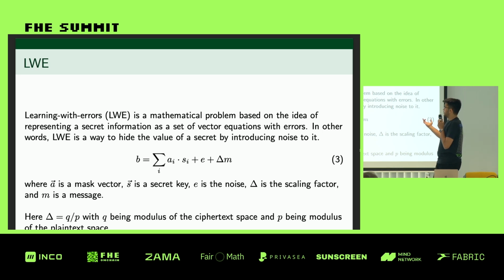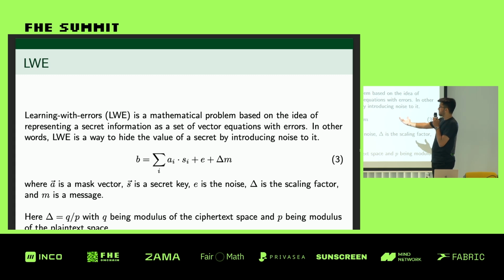So this is the basic equation. A is a mask vector which is chosen randomly, S is a secret key, E is the noise, M is the message, and delta is the scaling factor, and that scaling factor stands for Q over P, where Q is the modulus of the ciphertext space and P is the modulus of the plaintext space. These moduli are different because usually the ciphertext space is much bigger, just to allow noise to be contained and not to disrupt the message.